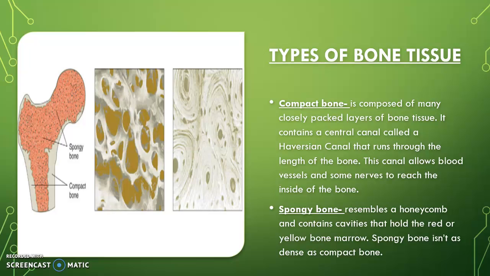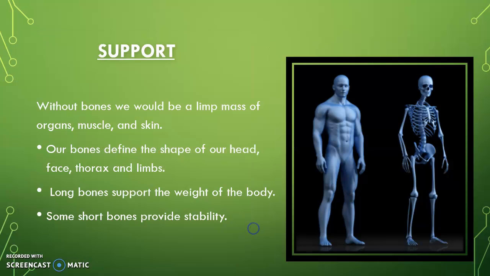With all this information, let's now go over the functions of the bones. The first function we will be talking about is support. Without bones, we would be a limp mass of organs, muscle, and skin. Our bones define the shape of our head, face, thorax, and limbs. Long bones support the weight of the body, and some short bones provide stability.